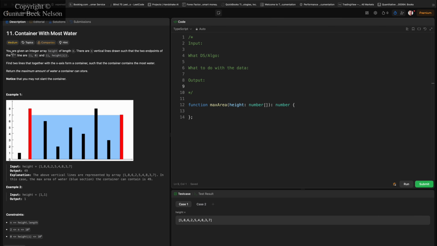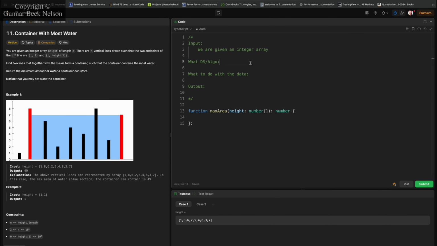Now, to go over the question, you're given an integer array of height of length n. So, from our input, we are given an integer array. There are n vertical lines drawn such that the two endpoints of the ith line are (i, 0) and (i, height[i]). Now, given the fact that we have two endpoints and we're dealing with an array, we're going to be dealing with the two-pointer technique.